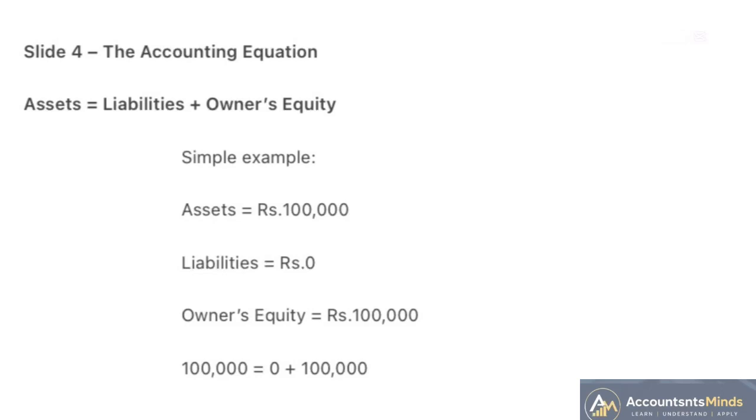Let's look at an example. Suppose the owner starts a business by investing 100,000. The business now has cash worth 100,000 rupees. So assets equal 100,000 rupees. There are no liabilities and owner's equity is 100,000 rupees. The equation becomes 100,000 rupees equals 100,000 equity. Both sides are equal. This balance is maintained by the double entry system.